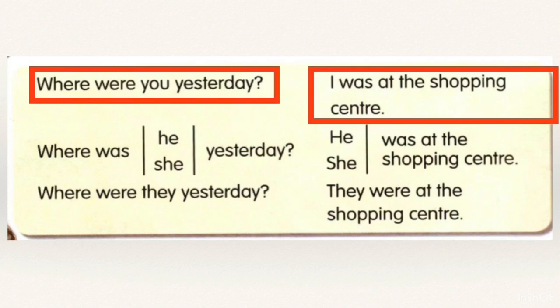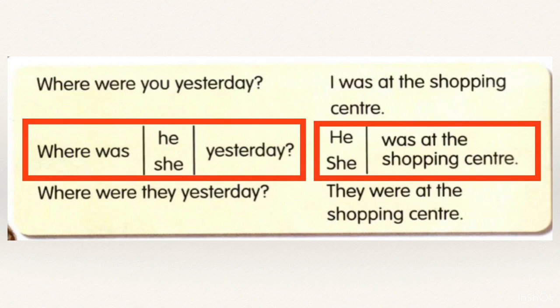Now look at this table. This is how to ask and answer questions correctly. Look at the first one. The question is, where were you yesterday? The subject is you. So the answer should be, I was at the shopping center. Now look at the second one. Where was he or she yesterday? We use the word was when the subject is he or she. It means one person. So the answer should be he was at the shopping center or she was at the shopping center. Remember, when the subject is only one, use the word was instead of were.